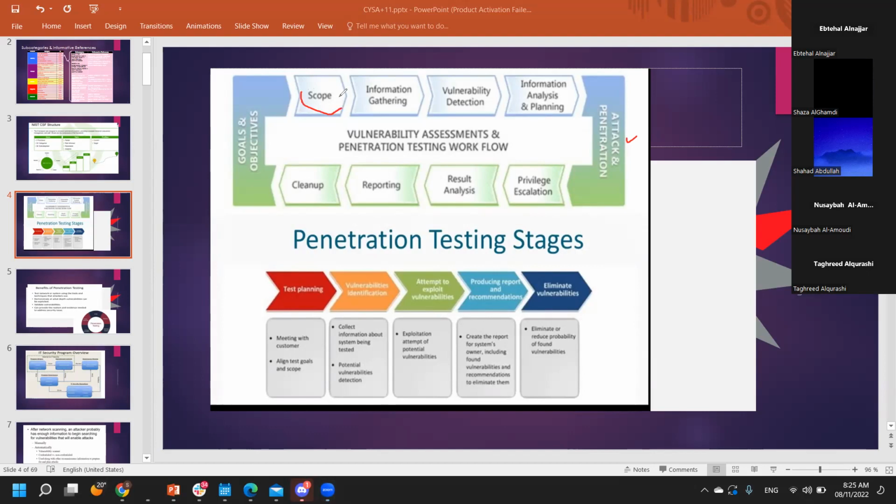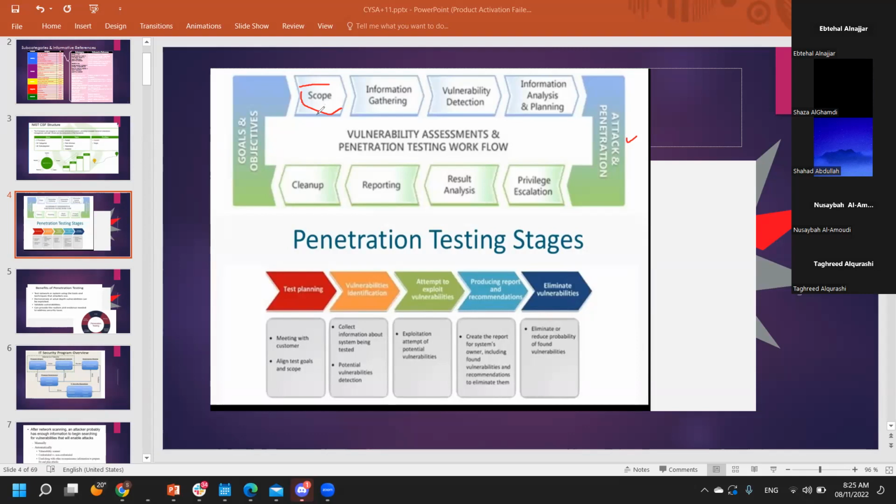Are we going to test only technical systems, or a mobile application system, or a web application system, or a cloud application system? This is very important to agree about. Also, we need to get permission here, so we need to implement the rules of engagement. How can we get the right permission?